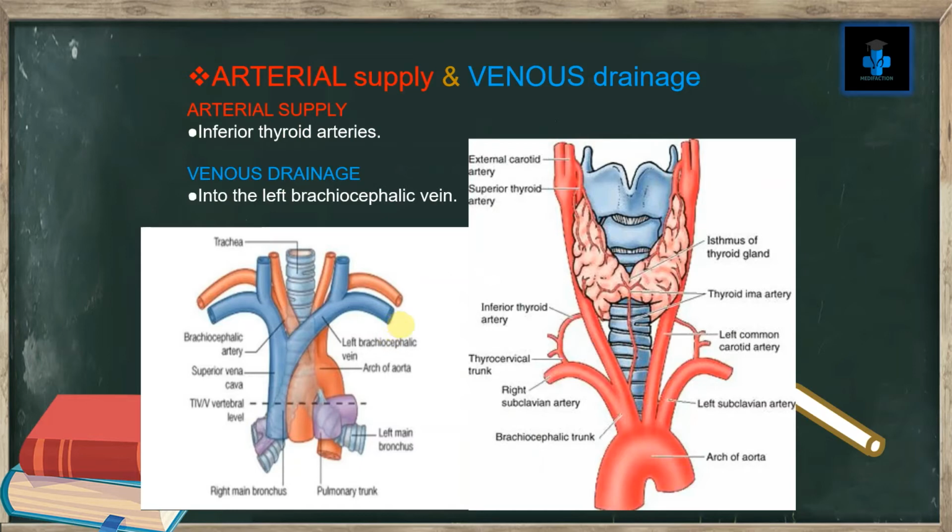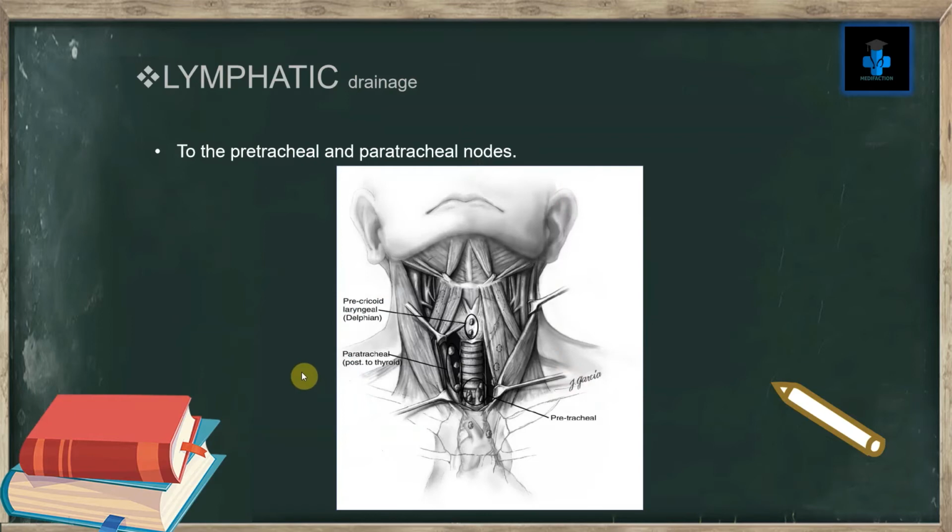Moving on to the blood supply. For arterial supply, the inferior thyroid arteries play the major role. Here you can see the inferior thyroid artery, and the venous drainage is into the left brachiocephalic vein. This is the left brachiocephalic vein. Coming to the lymphatic drainage, it drains into the pretracheal and paratracheal nodes. You can appreciate the pretracheal and paratracheal nodes right here.